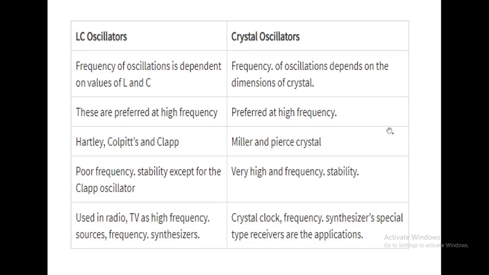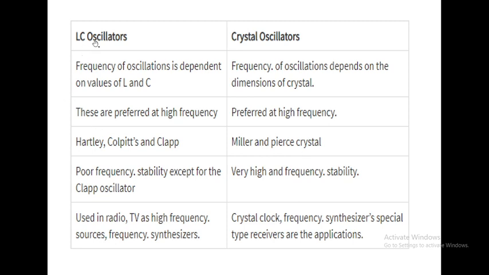Now we are going to discuss the comparison between LC oscillators and crystal oscillators. For an LC oscillator, the frequency depends on the values of L and C, and for a crystal oscillator, the frequency depends upon the crystal. LC oscillators are preferred at high frequency, and crystal oscillators are also preferred at high frequency. The types of LC oscillators are Hartley, Colpitts and Clapp oscillators, and the types of crystal oscillators are Miller and Pierce crystal oscillators.